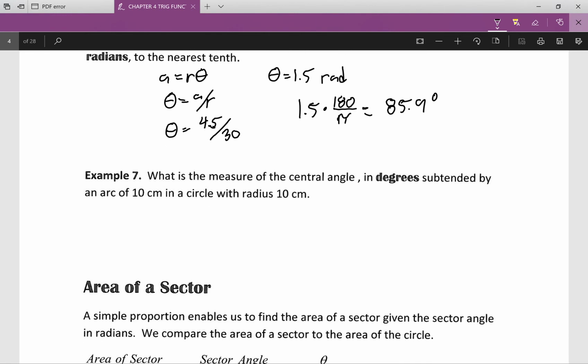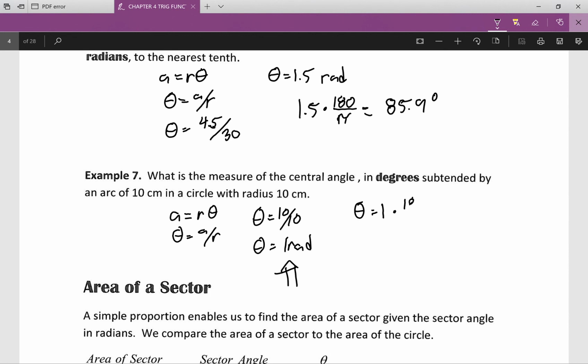What's the measure of the central angle in degrees subtended by an arc of 10 centimeters in a circle with radius 10 centimeters? So we have that the arc is 10 centimeters and the radius is 10 centimeters. We get theta equals A over R, theta equals 10 over 10, so theta would equal 1 rad. If you go back to the very beginning and look at the definition of radians, this is actually the definition of radians, which is why it equals 1 rad. From there, if we want the answer in degrees, theta would equal 1 multiplied by 180 over pi, so theta simply equals 180 over pi.